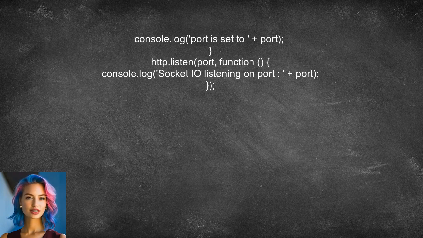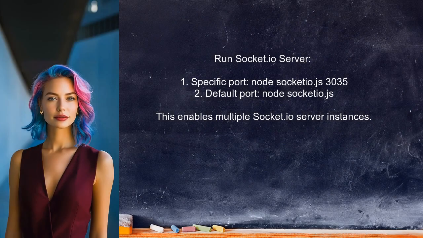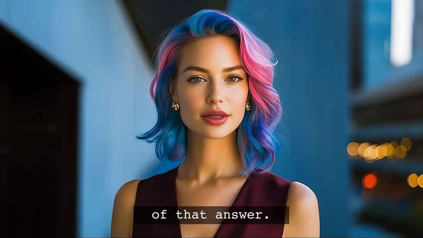If not, it defaults to port 3030. You can run your Socket.io server with a specific port by using the command node socketio.js, followed by the desired port number. This allows you to have multiple instances of the Socket.io server running simultaneously. That's the end of that answer. Let's see another perspective.